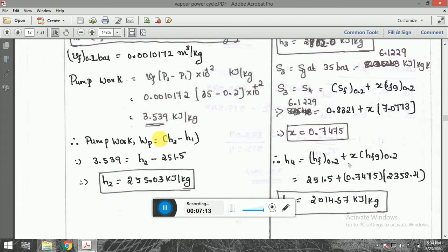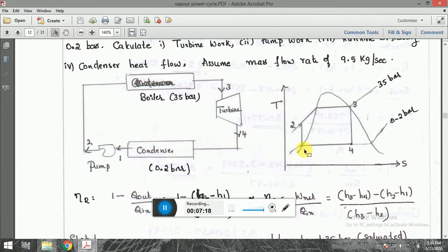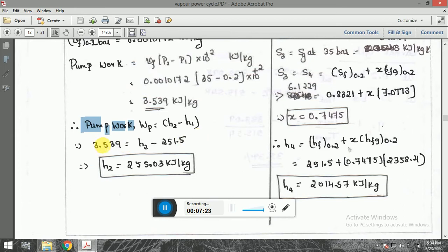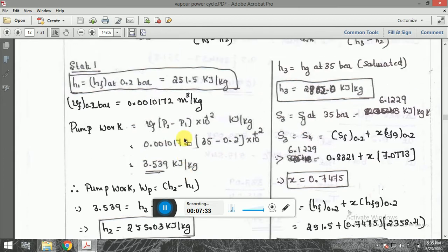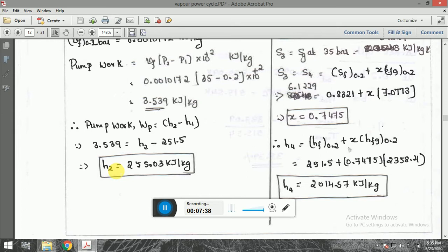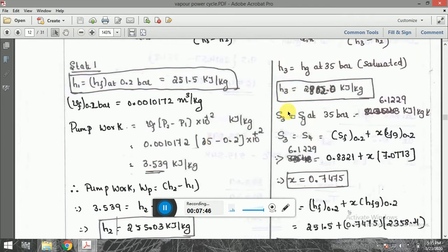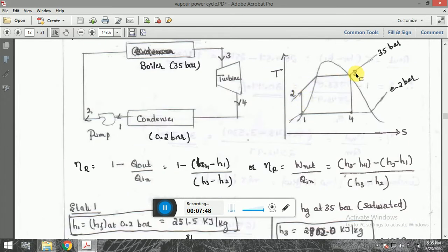The alternate formula for pump work is H2 minus H1, because the fluid is being pumped from stage 1 to stage 2. So it is H2 minus H1. We already know the pump work, 3.539. So 3.539 is equal to H2 minus 251.55. We find this from the thermodynamics data handbook. Finally we find H2 as 255.063 kilojoule per kg.